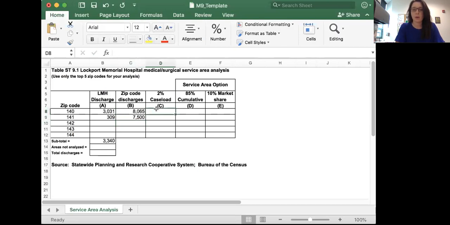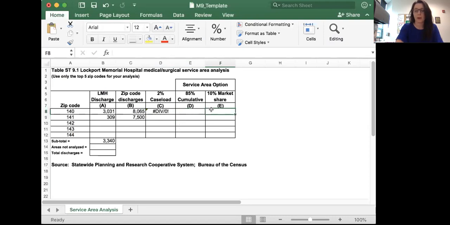And then in order to use the 2% caseload, basically all you'd be doing here is you're going to do equal. We want to look at the proportion of Lockport Memorial discharges from this zip code divided by the total discharges. That's going to be our value here. And for the 2% caseload approach, basically anything that has more than 2% of the total caseload is what you would consider to be a primary service area for your facility. And the cumulative, you basically just take those caseloads and continue to add them up.